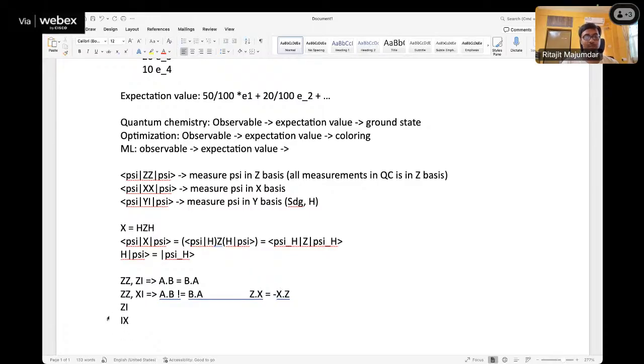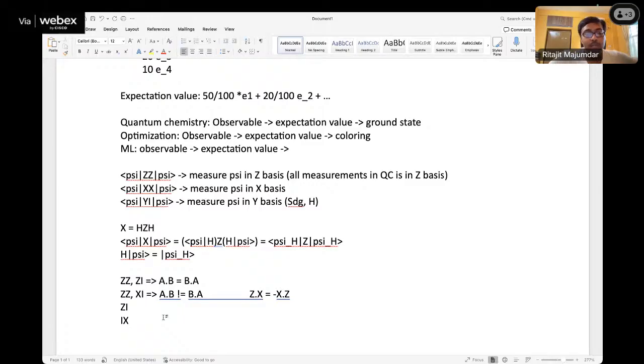This was my observable. Z and I commute with each other. I is identity, it commutes with everything. X and I commute with each other. Z and X anti-commute, but they are on different qubits. So the anti-commutation doesn't come in here. So what I can do is, if I have a 2-qubit system, I don't need to do anything for the first qubit. I'll put a Hadamard on the second qubit. I am done. One circuit can calculate the expectation value of both of them.